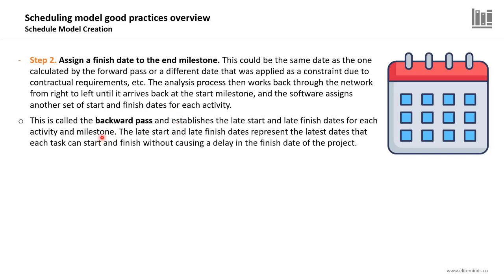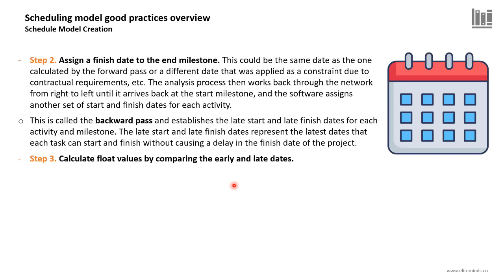So this is called the backward pass, moving from right to left, from the last milestone to the first milestone in the project, and establishes the late start and late finish dates for each activity and milestone. The late start and late finish dates represent the latest dates that each task can start and finish without causing a delay in the finish date of the project.